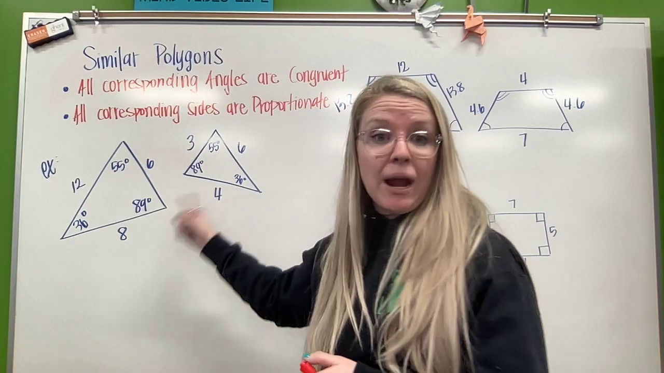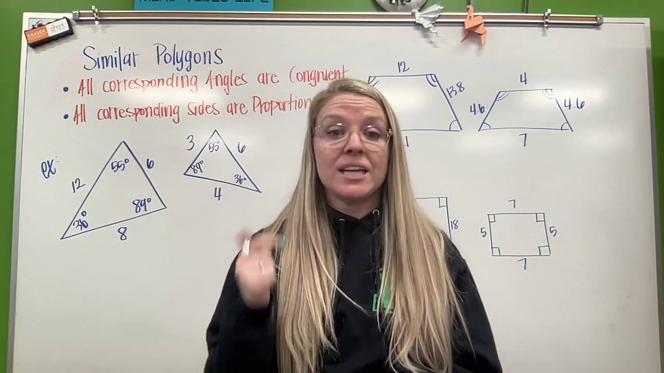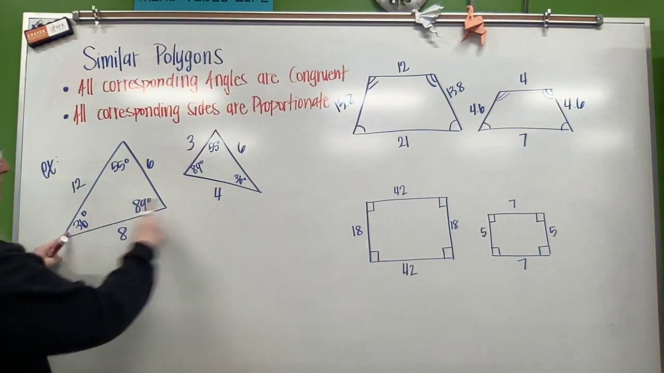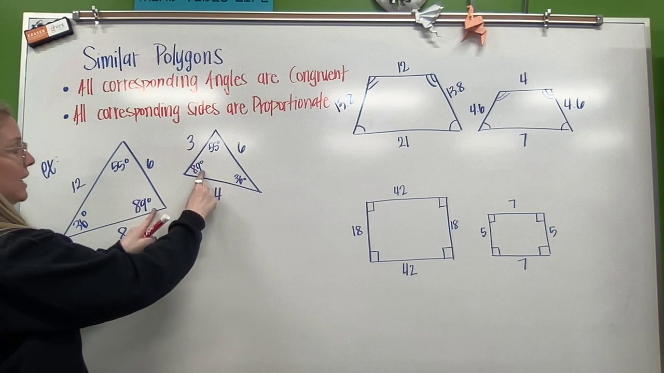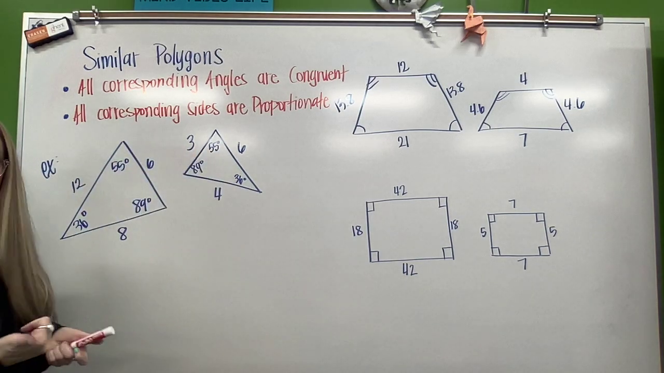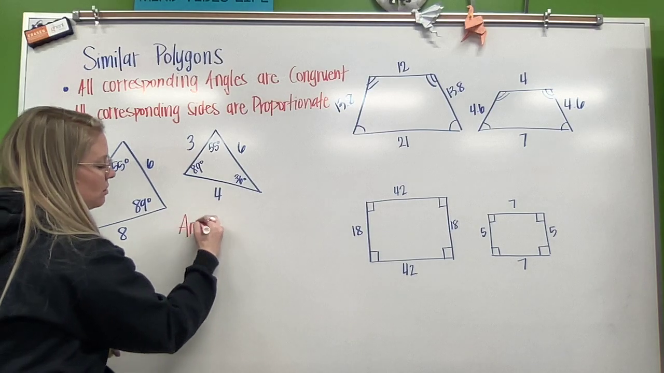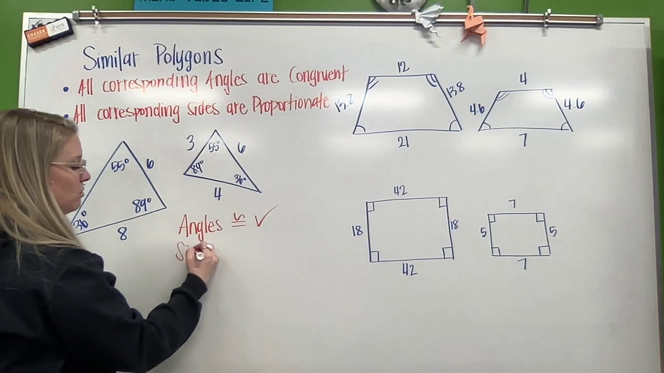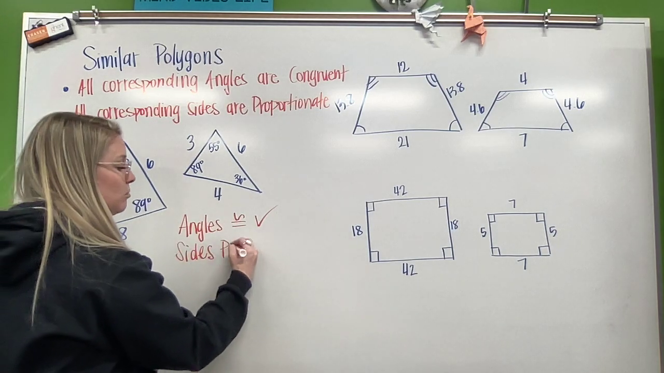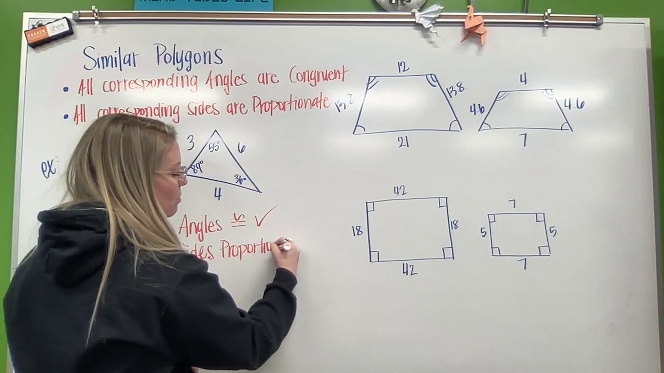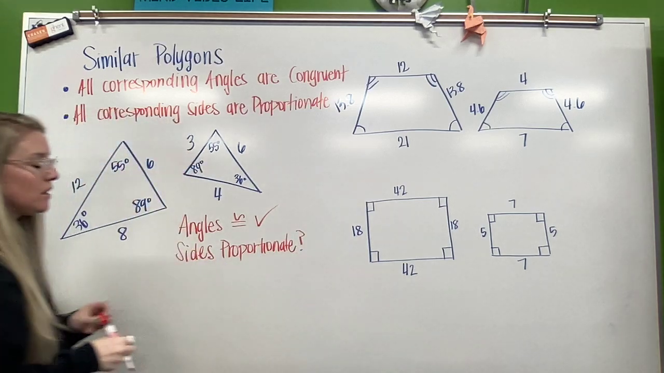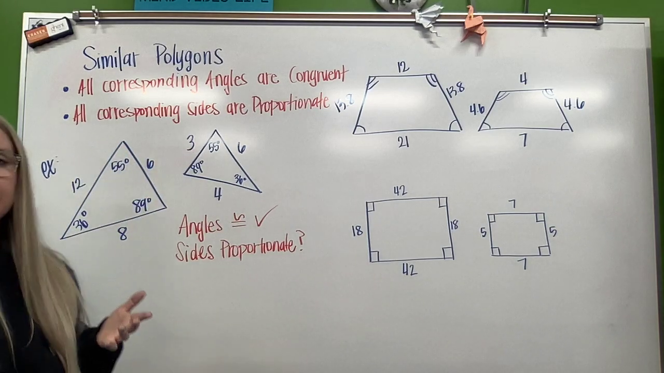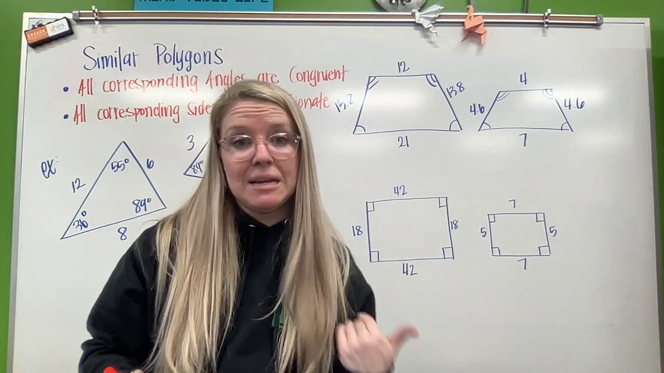I have an example here where I have two triangles. First thing I need to check is, are my angles congruent? All three angles have to be congruent. So I have a 36 here, 36 here, 89, 89, 55, 55, check. So my angles are congruent, check. Now I need to know, are the sides proportionate? That's my lingering question. I need to compare these sides, and I have to make sure I'm comparing corresponding sides, in the same position.